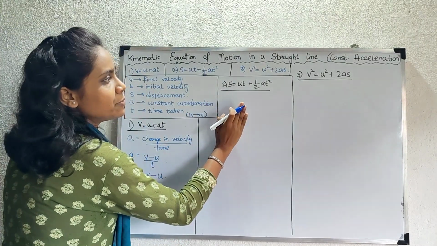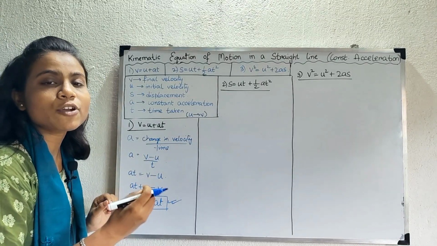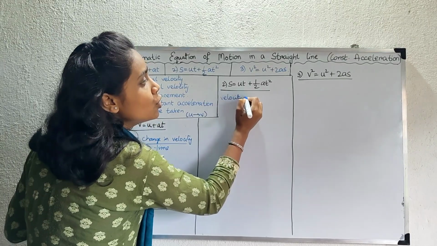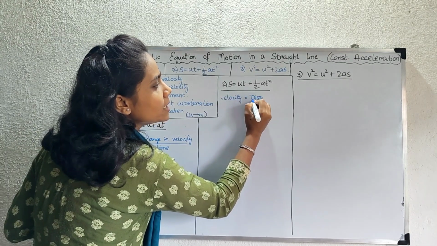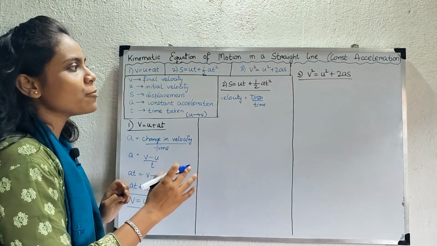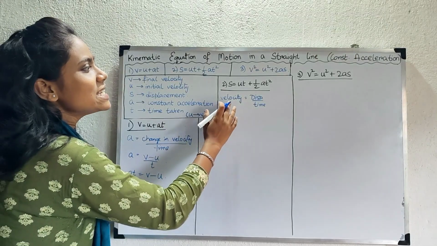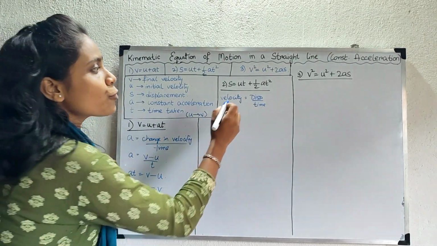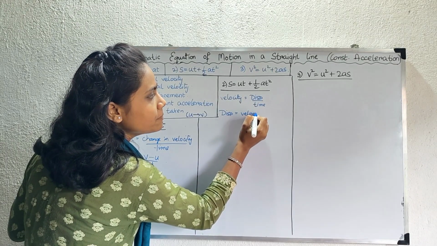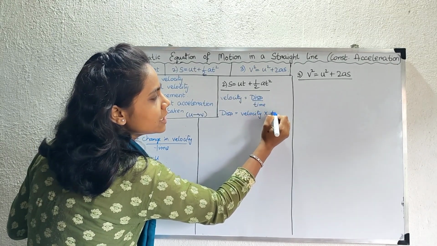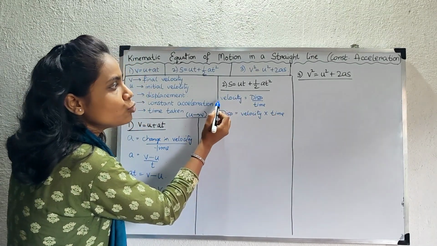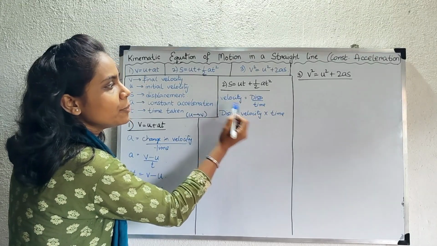Now for the second kinematic equation of motion, we will start from the definition of velocity. We know that velocity is equal to displacement divided by the time taken. Displacement by time, or the rate of change of displacement, is actually the definition of velocity. From here we get displacement equals velocity into time, because time is in division form here. So if this is moved to this side of the equal sign, then it will be in multiplication form.